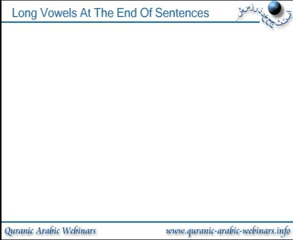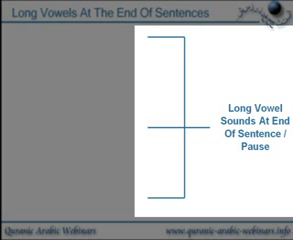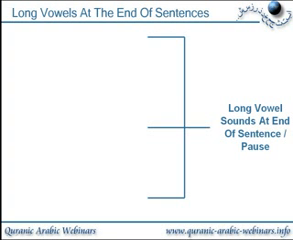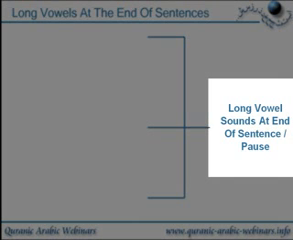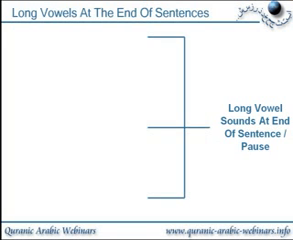Now we're going to talk about long vowels at the end of sentences. The length of how you pronounce a long vowel can change in 3 different ways. So I've written here, long vowel sounds at the end of a sentence or a pause. This will apply if you just stop, and there are obviously rules to when you can stop and when you can't. So this is how to pronounce the lengths, because they do change.